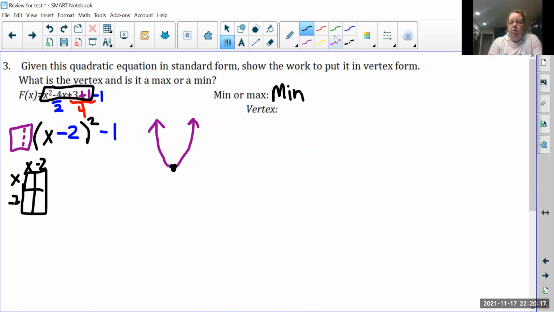And then the actual coordinates of the vertex, I'm going to look inside here and I'm going to take the opposite. So it's going to be +2. That's just the way it works. And then my y value is my little tag along number, which is -1. So that is my vertex, (2, -1), and it's a minimum.